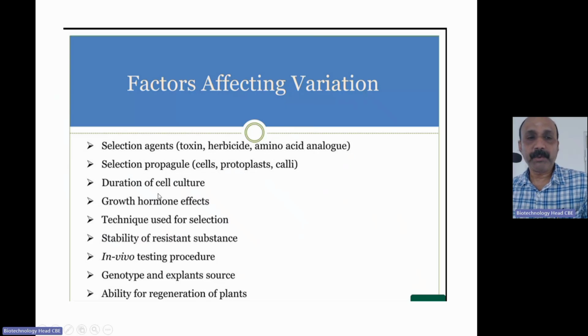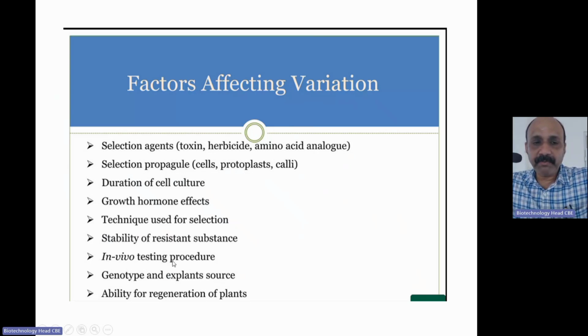The duration of cell culture can also affect how much variation we get. The longer the duration of subculturing, the more the variation can be. And the growth hormone effects, just like we saw, more amount of hormone or difficult hormones like 2,4-D can also affect the variation. Then the technique used for selection, and the stability of the resistant substance. The substance we use for selection should not get degraded. It should be stable enough.